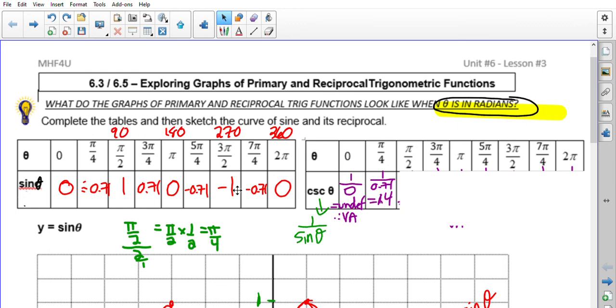1 over sine at pi over 2, well, that would be 1 over 1, so that would give us 1. 1 over sine at 3 pi over 4 will give us a similar number of 1.4.